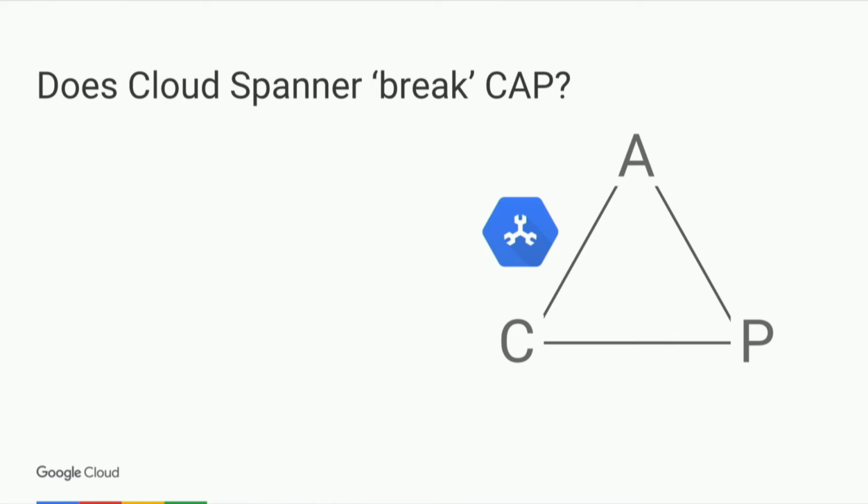Does that mean that it is a CA system and does not care about P? Technically, no, as it is impossible for a distributed data store to magically transfer data from node to node when the network is down. In the case of a full network partition, Cloud Spanner will always choose consistency over availability. So technically, it is a CP system just like other traditional databases.